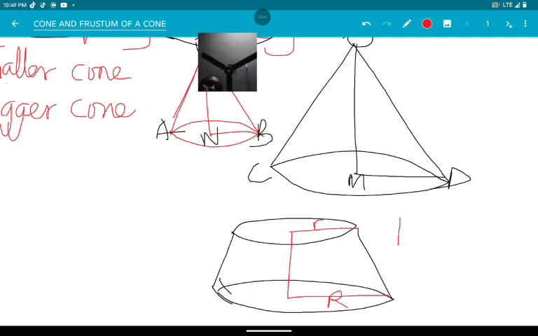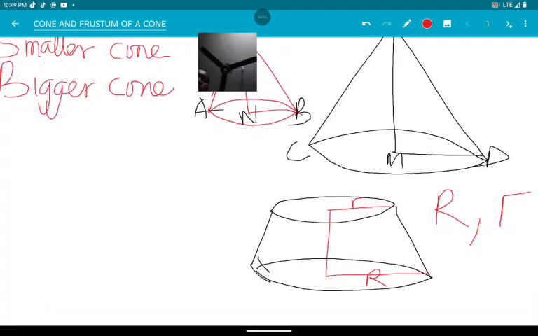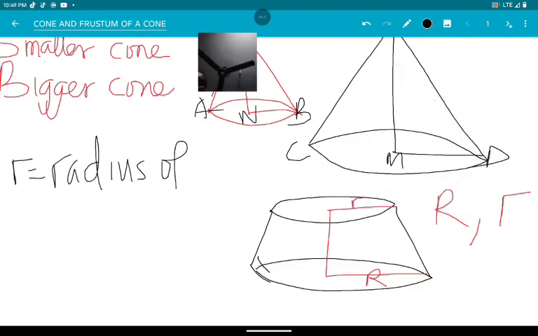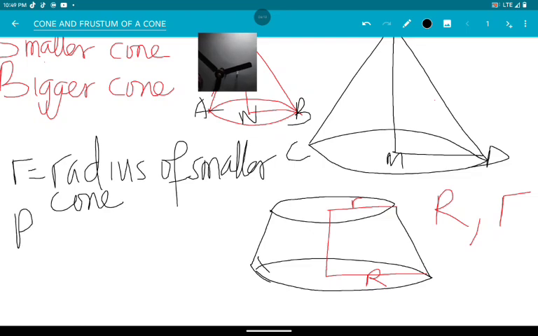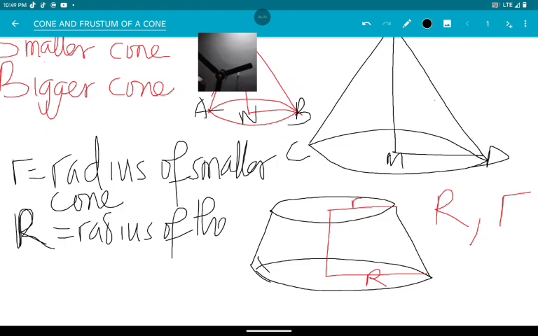Now, the reason why I am using small r and big R is that this small r is going to represent, so let's get the lesson started now, the radius of the smaller cone. Take notes. So you must be able to differentiate between the radius of the smaller cone and big R, which is the radius of the bigger cone. So take note, radius of the bigger cone.